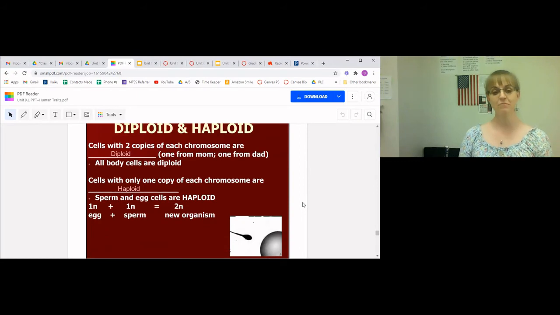Remember, a diploid cell has two copies of each chromosome. These are your normal body cells, or somatic cells. Then, cells with only one copy of each chromosome are haploid. They have half the normal number of chromosomes. Only sex cells, sperm and egg, are haploid.